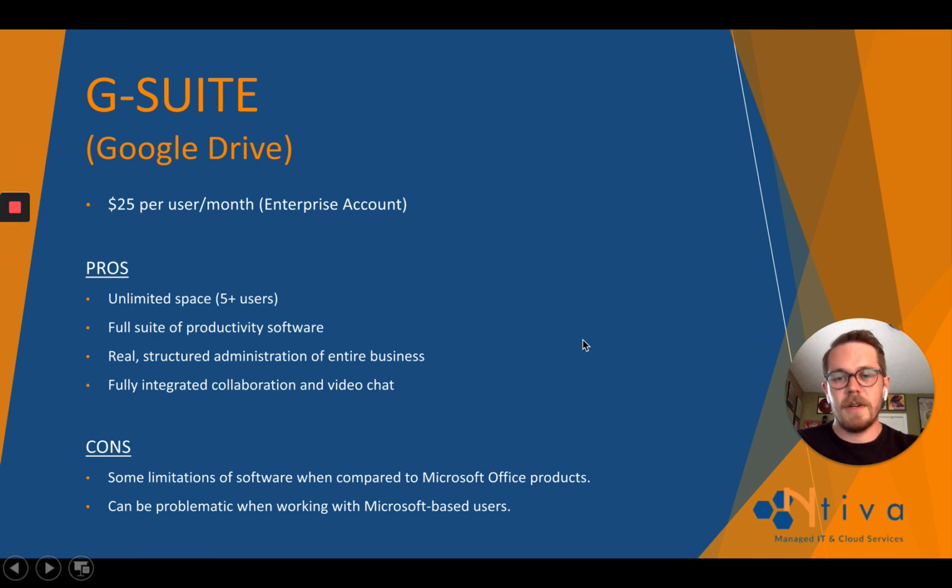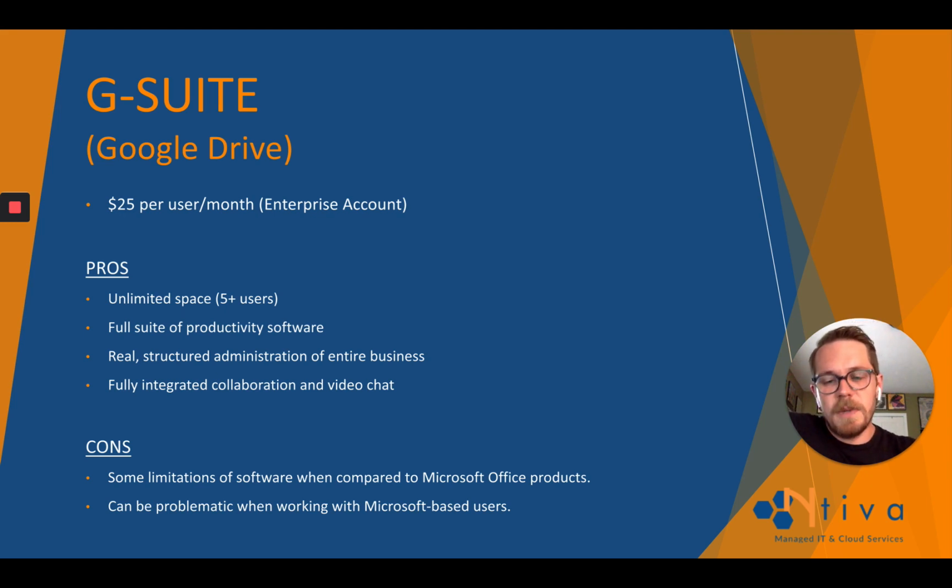And again, just a quick summary. $25 per user per month for the enterprise accounts, which is full-on security and administrative management, which larger businesses will most certainly need to control the entire organization, but that's subjective and up to you. Unlimited space for 5 or more users with G Suite instead of the 3 with Dropbox. And again, they limit you to, I believe, 30 gigabytes if you have less than that.